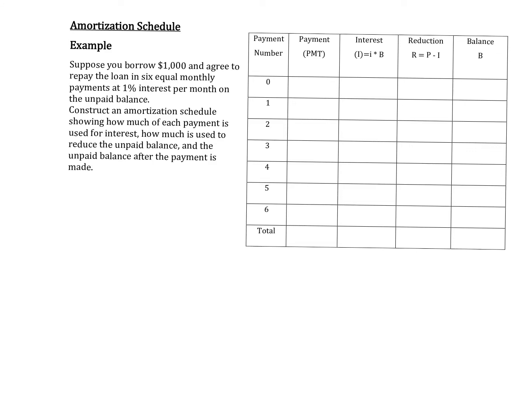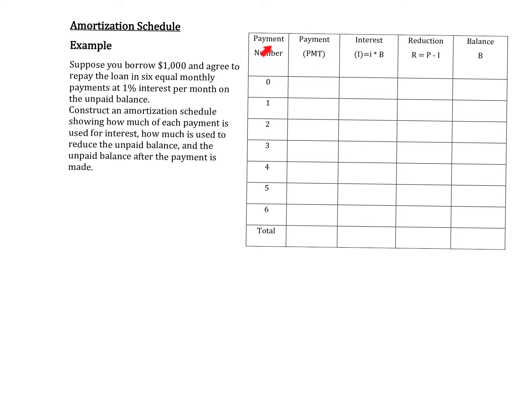The last part of this we're going to talk about is called an amortization schedule. The schedule will show you how much money you are paying towards interest, how much of your payment is going towards principal, which we call a reduction in your balance, and how much balance you have left at the end of each payment period. So in order to construct this, we're going to create a table that has these columns in it.